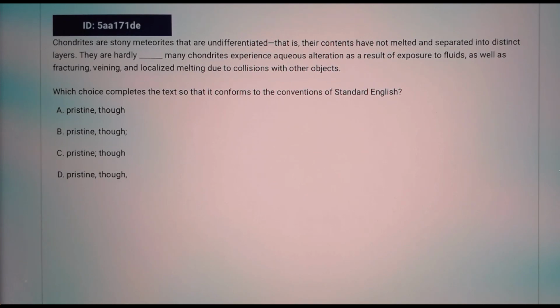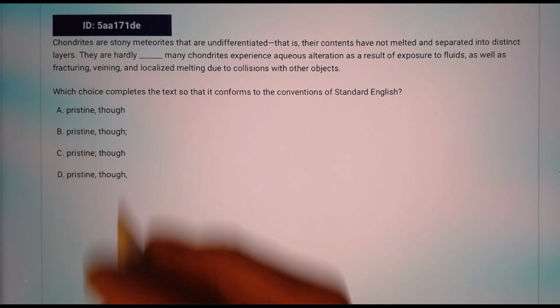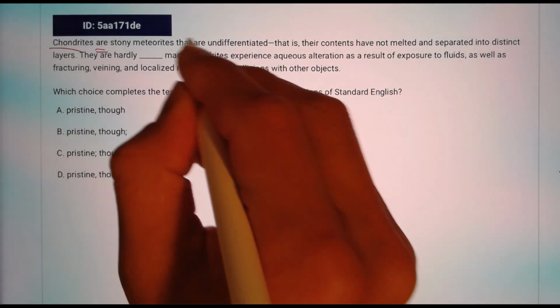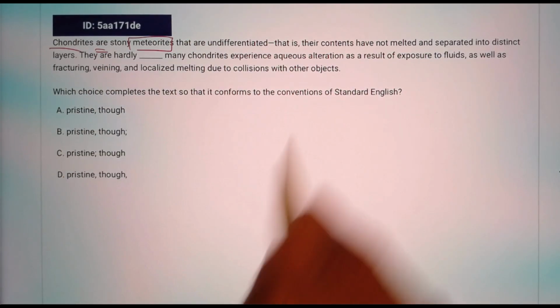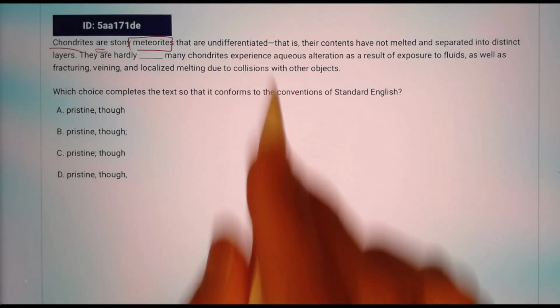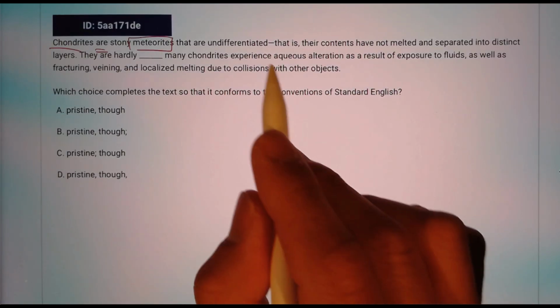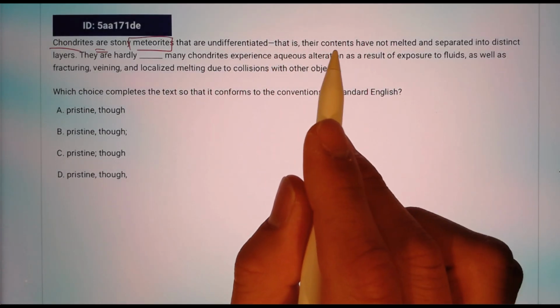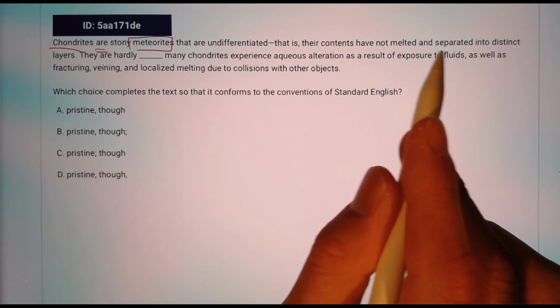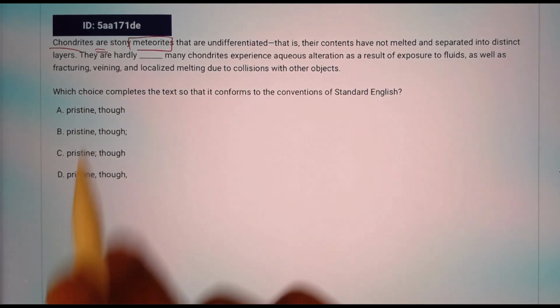Chondrites are stony meteorites that are undifferentiated. So we have subject and verb and object. And then starting with "that" we have a dependent clause. That is, we have a dash that clarifies: that is, their contents have not melted and separated into distinct layers.